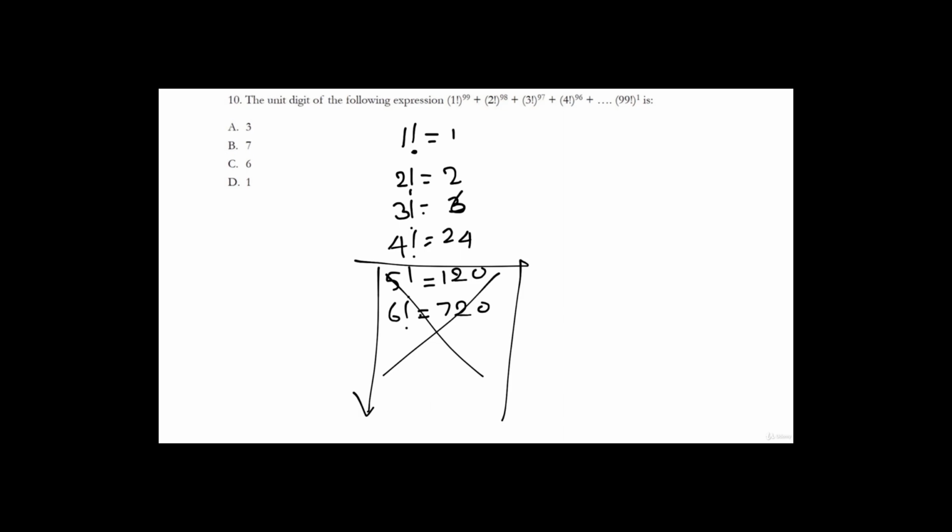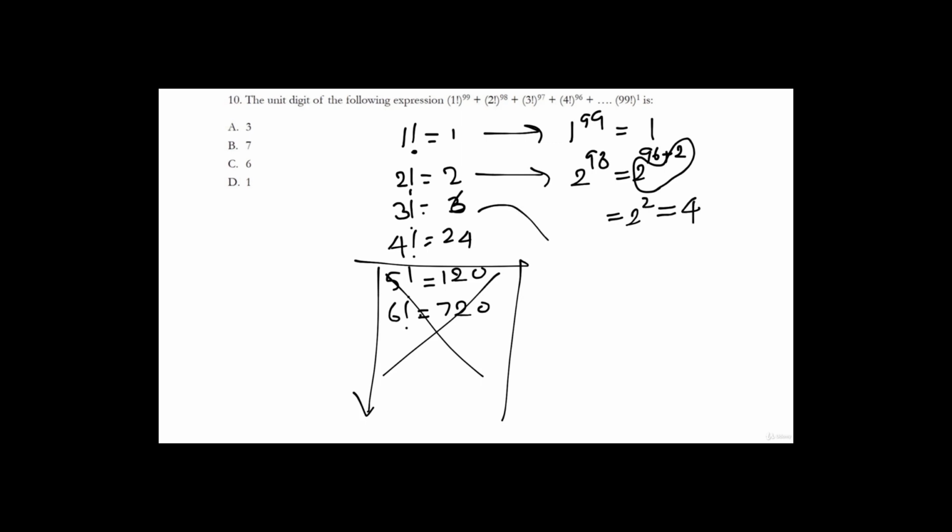So here 1 factorial power 99, which is 1 power 99, the unit digit will be 1. 2 power 98. 2 power 98 is 2 power 96 plus 2. This 96 is a multiple of 4. So whatever is remaining after the multiple of 4 has to be considered. So only consider this part to get the unit digit, which is 2 power 2. So here the unit digit is 4.